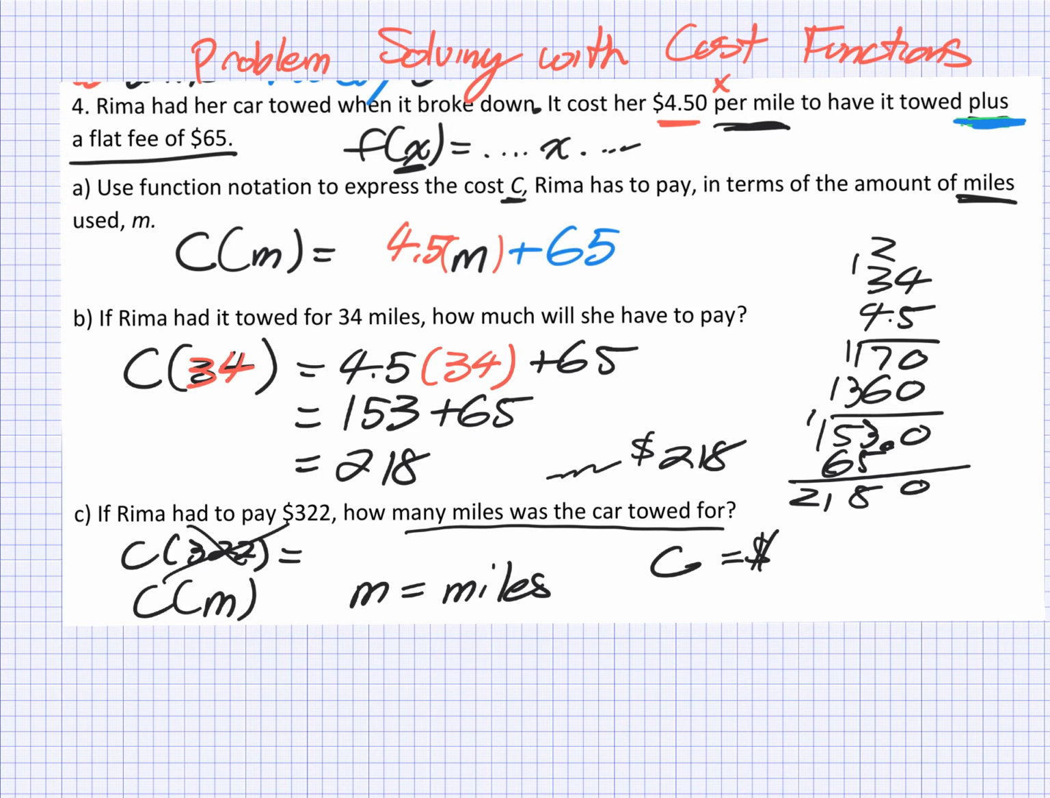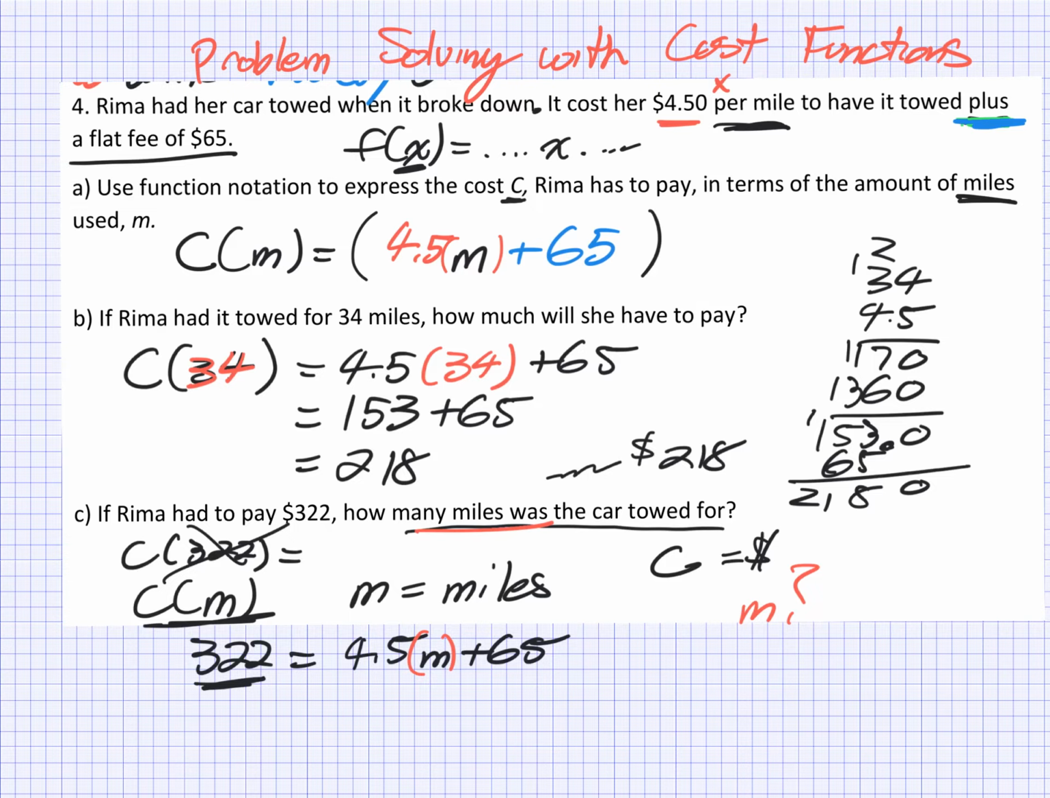So you can rewrite the original cost function, which we have up here, which is 4.5m plus 65. And instead, we're going to replace c of m with 322. That's telling us that we already know the cost. The cost will be $322. The question now becomes, how many miles do we have to tow? And there you can see they ask you, how many miles will the car be towed?